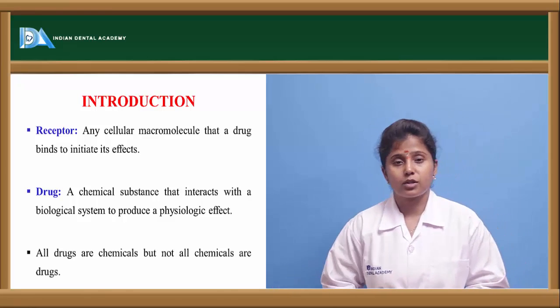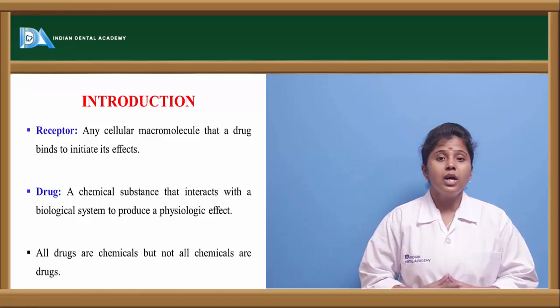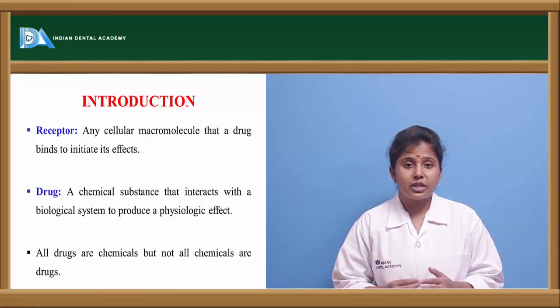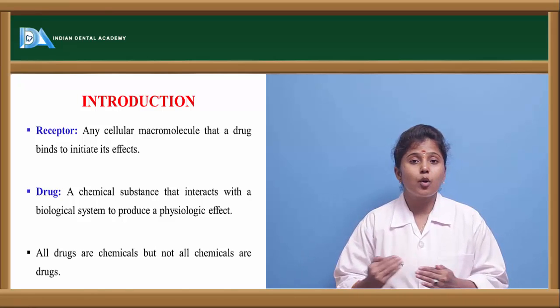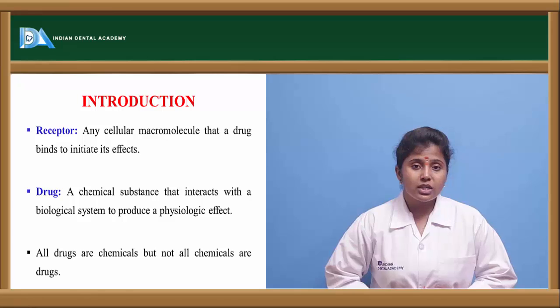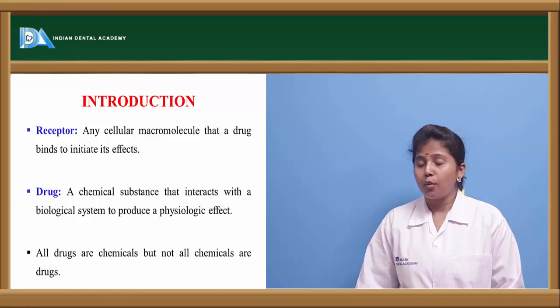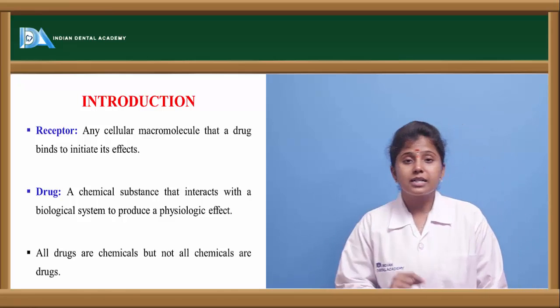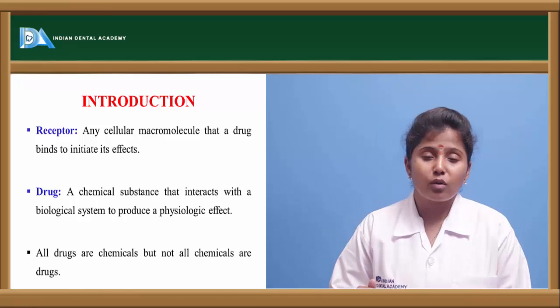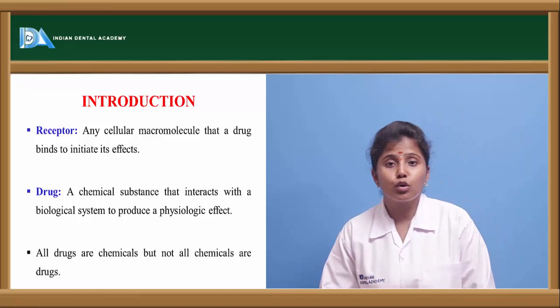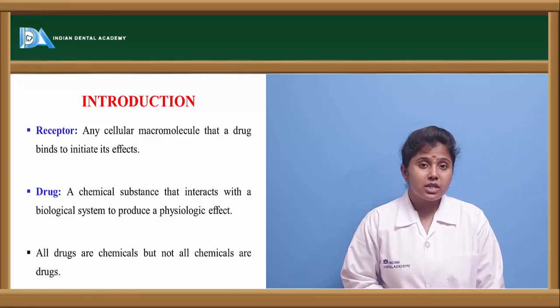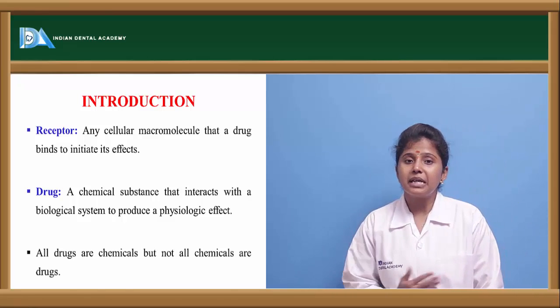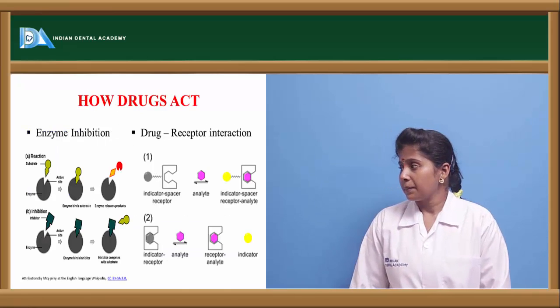And what is a drug? A drug is a chemical compound which, when it binds to the receptor, shows its biological effect. In the sense that it brings some alterations in the physiological as well as biological functions of the body. All drugs may be chemicals, but all chemicals are not drugs, because not all chemicals alter the biological effect, and they may not show a positive effect on the body.